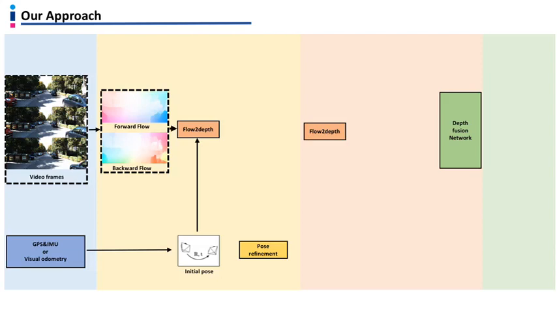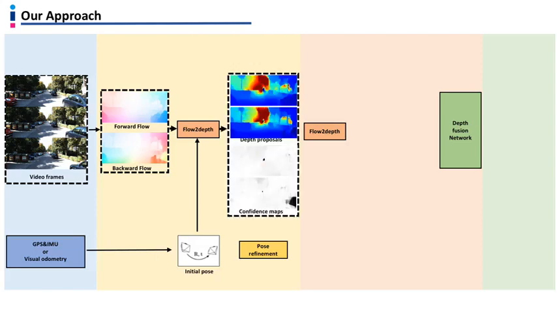Second, the initial pose and optic flows are fed into the flow-to-depth layer to generate initial depth proposals and a confidence map. Why call them initial ones? Because the quality of depth proposals highly depends on the camera pose. The initial camera poses are not highly accurate, so the depth proposals and confidence maps computed from them are also not accurate. Then, the initial camera poses are refined by maximizing the sum of per-pixel confidence in the pose refinement module. After it, we get the refined pose.